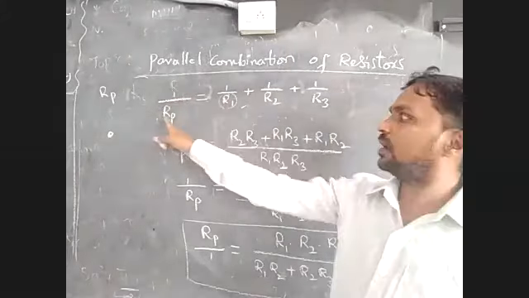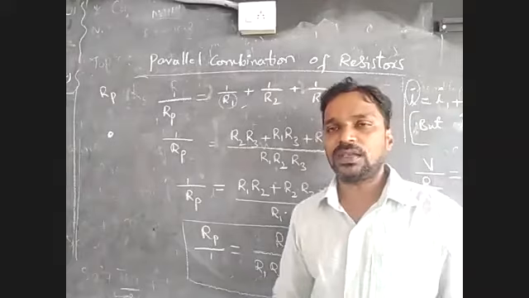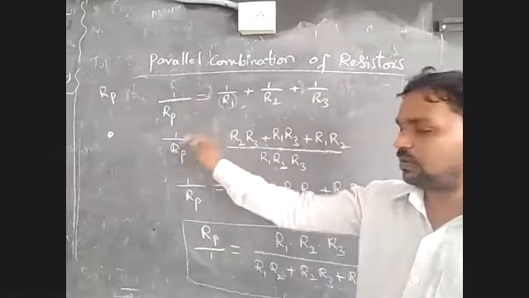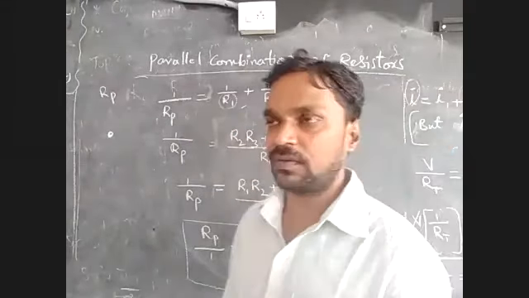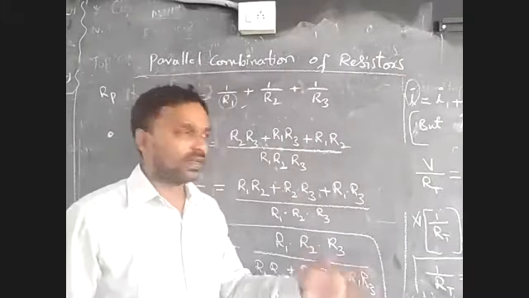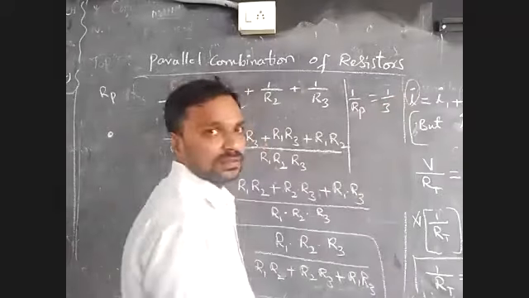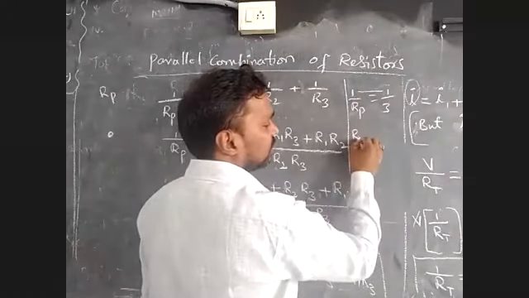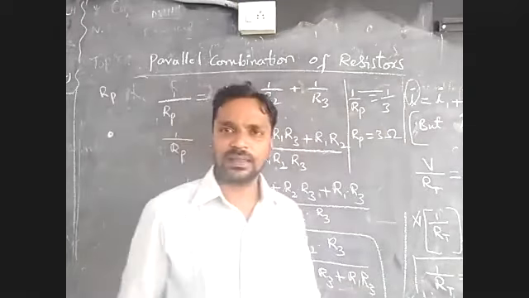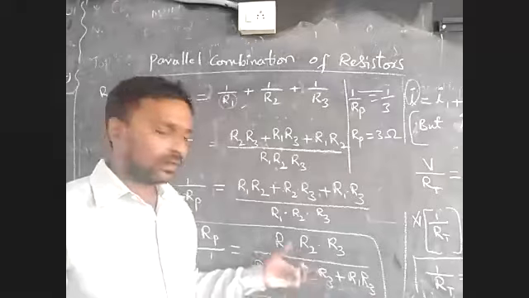Otherwise, remember this one: 1 by RT is equal to 1 by R1 plus 1 by R2 plus 1 by R3. We can take the LCM and simplify there only. Afterwards, when you calculate 1 by RT, suppose you got 1 by RT is equal to 1 by 3. Then RT is equal to 3 ohm. Again you have to take the reciprocal. If you use the direct formula, you need not take the reciprocal, so you get the answer directly.